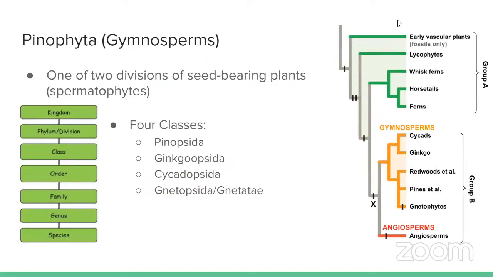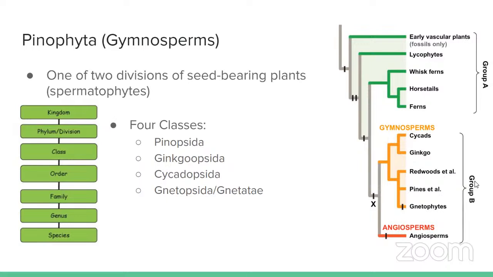All right. So when we're talking about the gymnosperms, we're going to have seeds. We will also sometimes refer to them as spermatophytes. That is a word that refers to both our gymnosperms and angiosperms because they both have seeds. So that would be like group B at the bottom here.